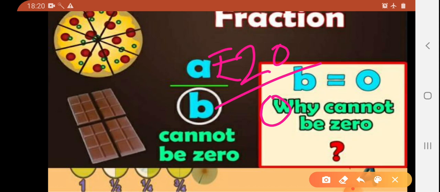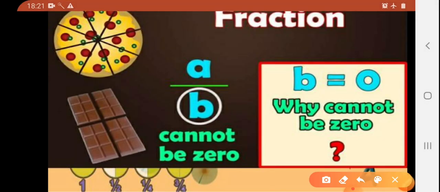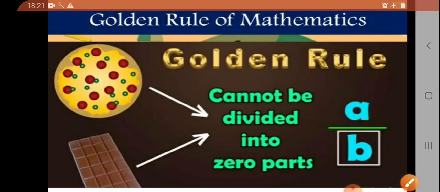So practically, we can't write a fraction with b equal to 0. In higher classes we will read about a by b when b tends to 0. We will study this in grade 12th.